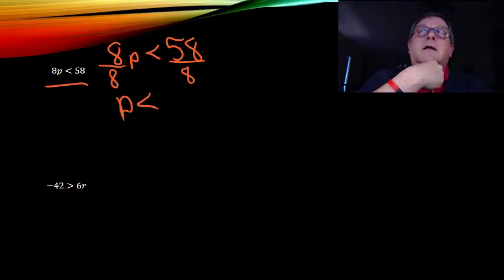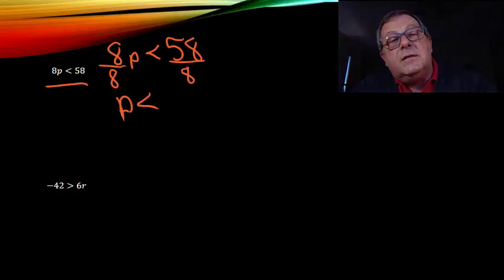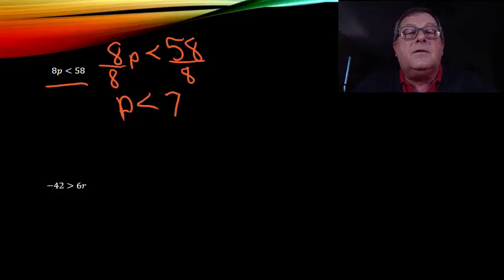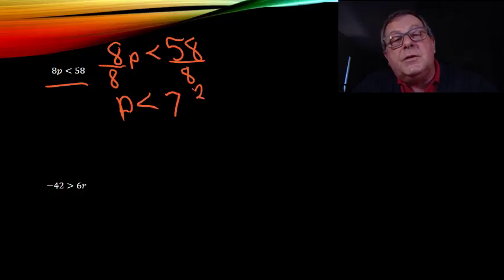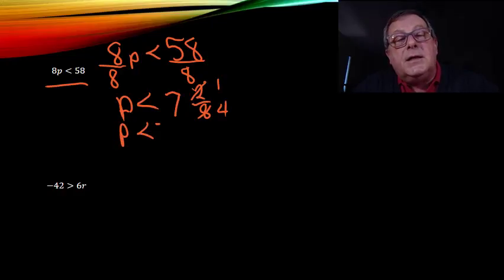Let's see, 8 times 7. 8 times 7 is 56. So 8's going to go into 58 7 times. And 58 minus 56 is 2, so that's 2 8ths. And of course, 2 8ths is 1/4. So let's write this. p is less than 7 and 1/4.